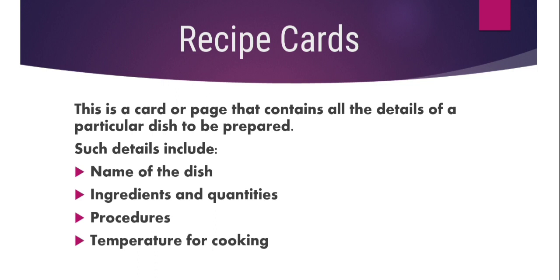The next item on the list, recipe cards. Now, as the name suggests, this is basically a card or a page that contains all the details about a particular dish that you are going to prepare. Now, some of the information that will be present on the recipe card would of course include the name of the dish, the ingredients and the quantities to be used, the procedures for making that item, and temperatures needed for cooking.